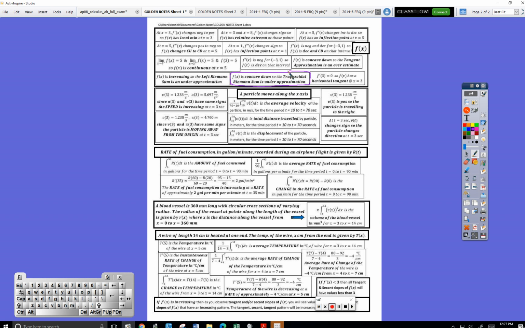If f is concave down, so f looks like this, when you make a trapezoidal sum, you're going left and right. So you're doing this, and then you're connecting, so that area you're finding cuts right below the curve. So trapezoidal, if the curve is concave down, the trapezoidal is an underestimate. Opposite for concave up.